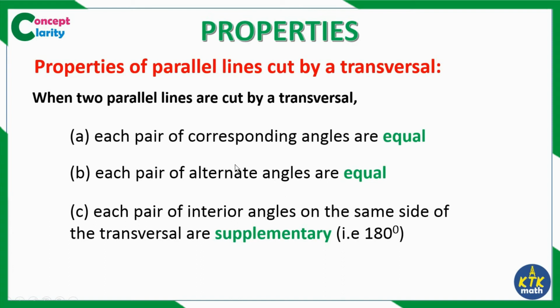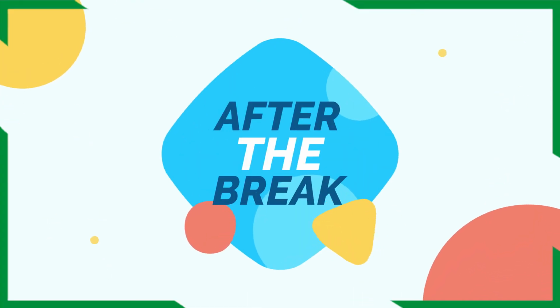Whatever concepts we have learned so far, we are going to use to solve sums in the next slide. Just to go through these 3 points: corresponding angles mean equal, alternate angles mean equal, and if they are on the same side, it's going to be supplementary. Here we have mentioned each pair of interior angles, but each pair of exterior angles is also going to be supplementary. Now let us give you sums.